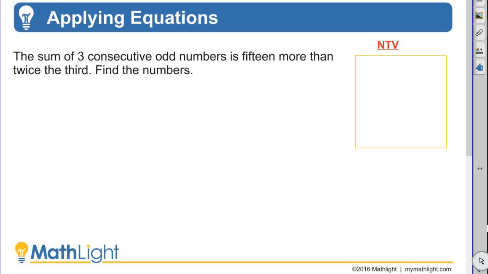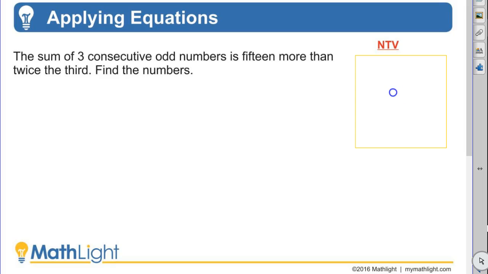And so this is the quick review applying equations. I'm kind of chuckling because we have a word problem, and some students think word problems are impossible. Is that you? Well, if you think that, they are going to be, and they're not. All right, look at this. The sum of three consecutive odd numbers is 15 more than twice the third. Find the numbers. Now, if you remember, we're going to start with NTV, name the variable.